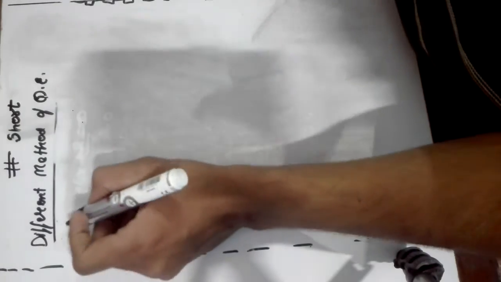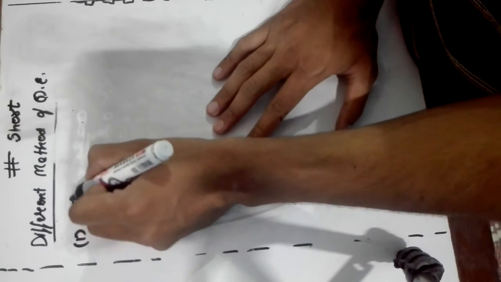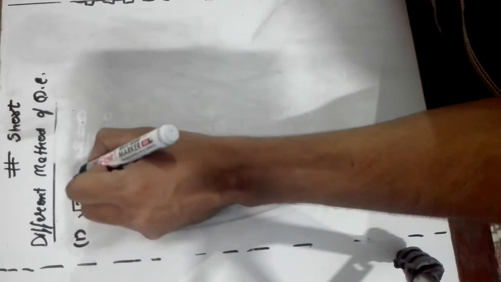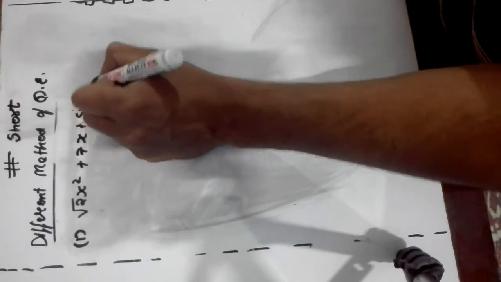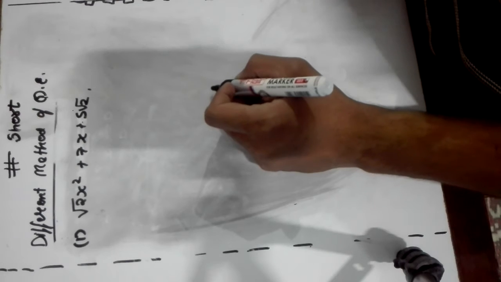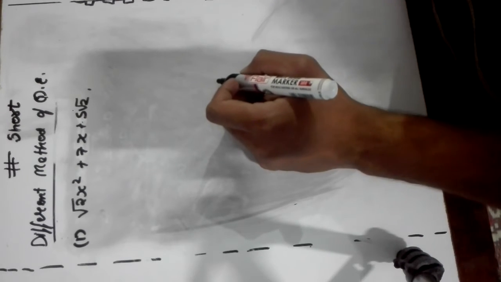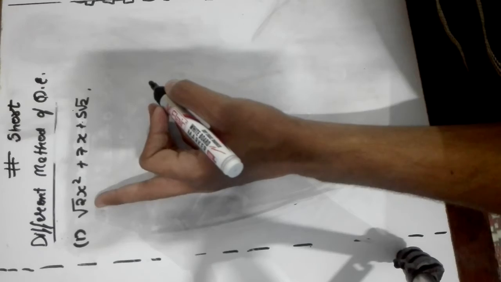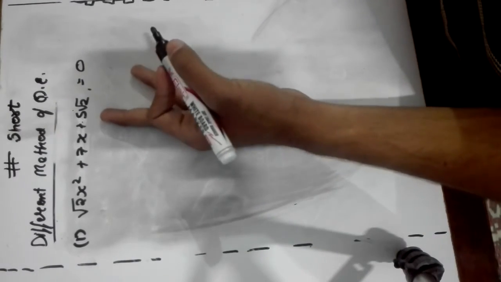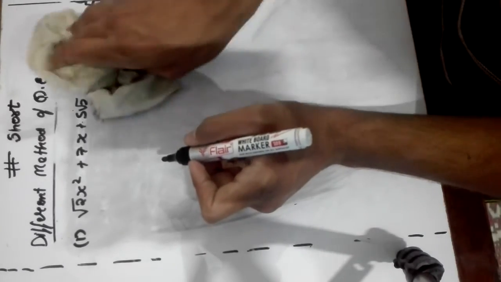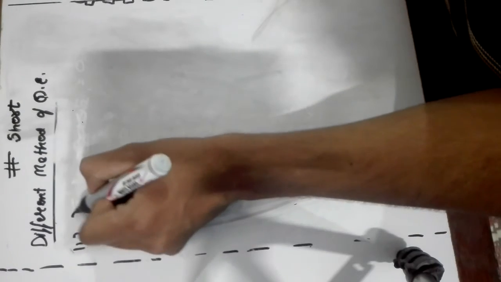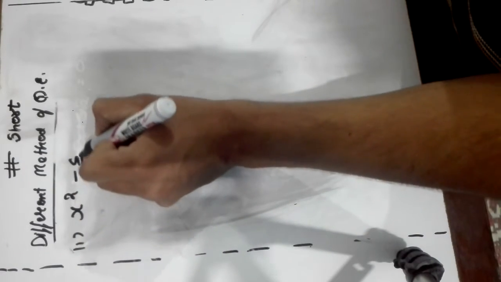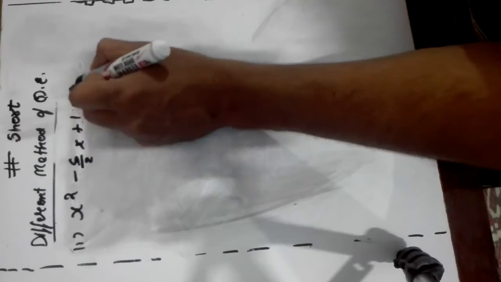Okay, so this question, as you know, is 2x square plus 7x plus 5 by root 2. This will be quite difficult for you. Let's simplify. Before that, let's take a little simpler one. We have x square minus 5 by 2 x plus 1 equals 0.